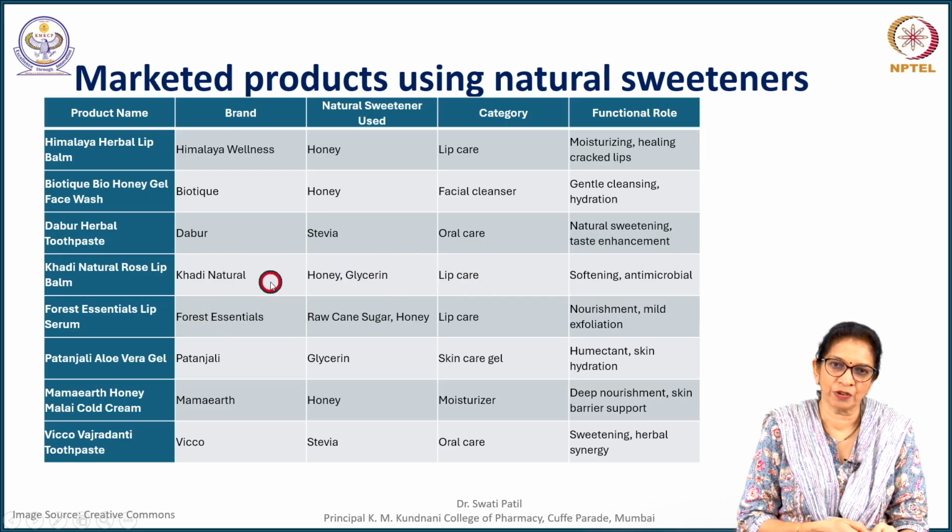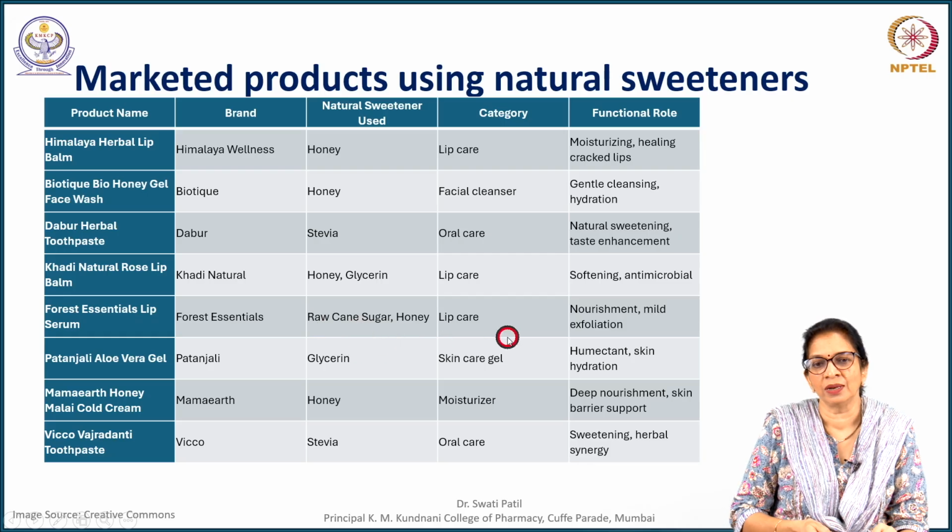Forest Essential, a famous company claiming to use herbs or natural products. This uses honey and raw cane sugar. This has less calories as compared to the refined sugar, and the category of herbal formulation is lip care products which are used in nourishment and mild exfoliation of the lips.